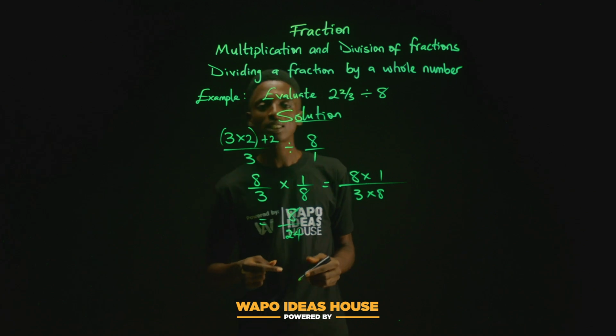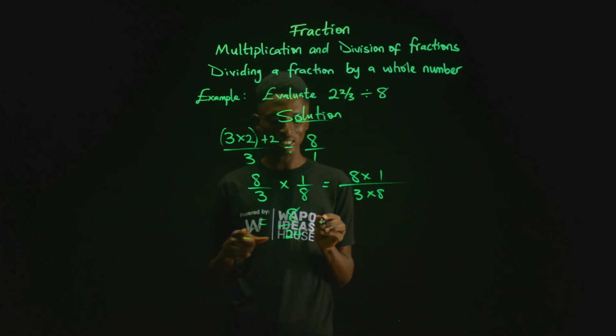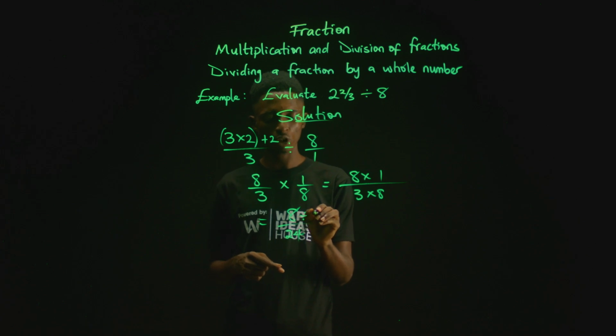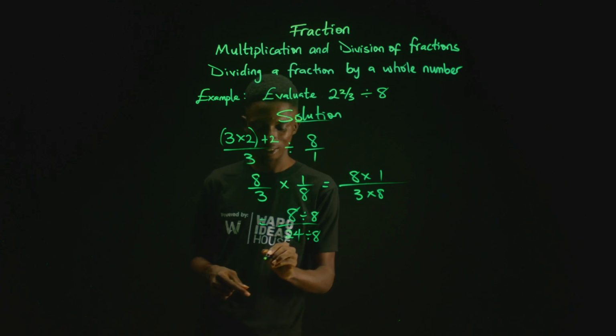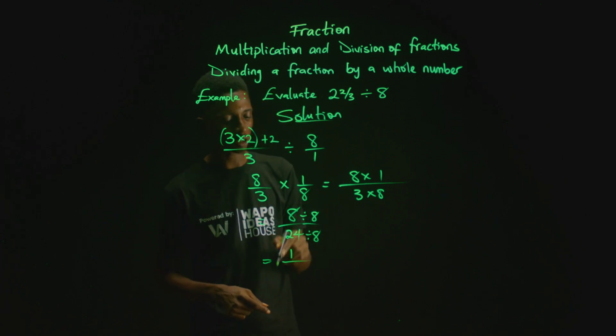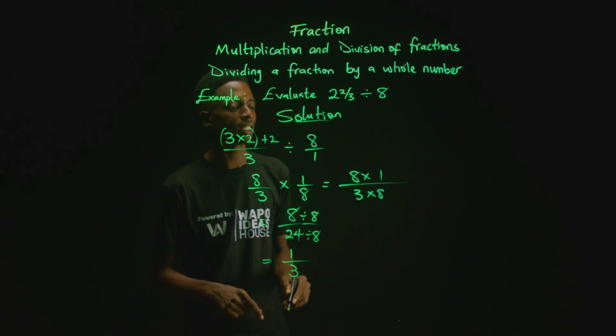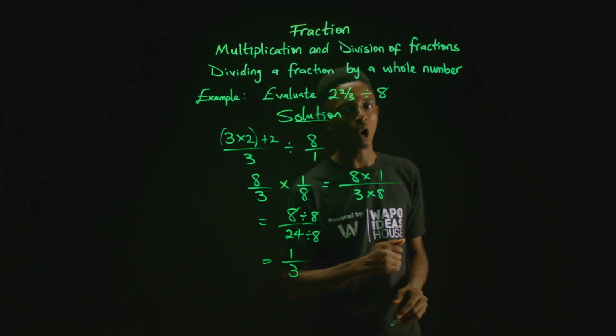Now, when you look at this, they have a common factor. And the highest common factor in this case is 8. So we divide numerator by 8 and also divide the denominator by 8. Now, 8 divided by 8 will give us 1. And 24 divided by 8 will give us 3. Therefore, our final answer is 1 over 3.